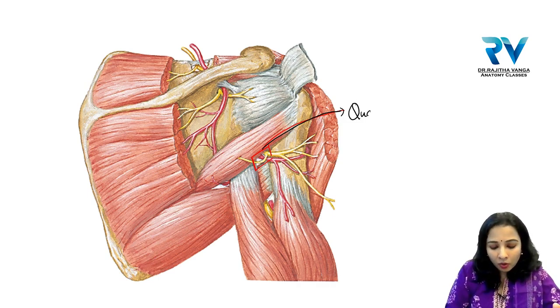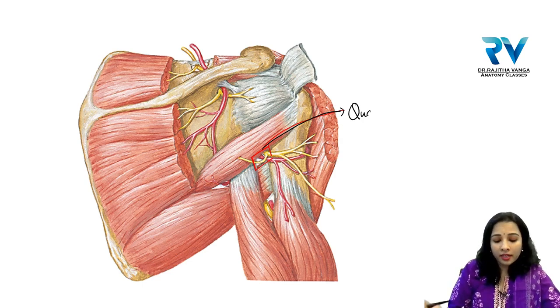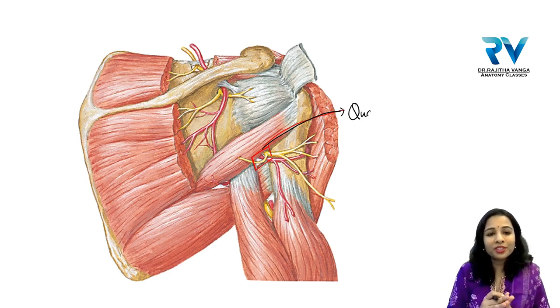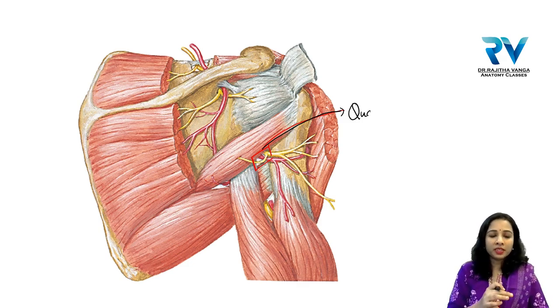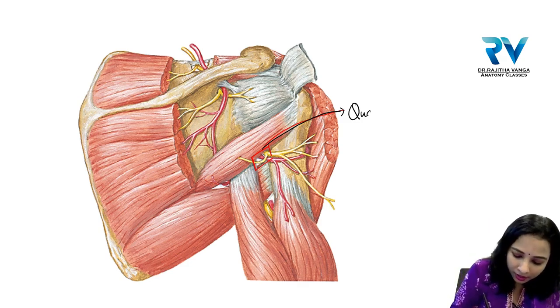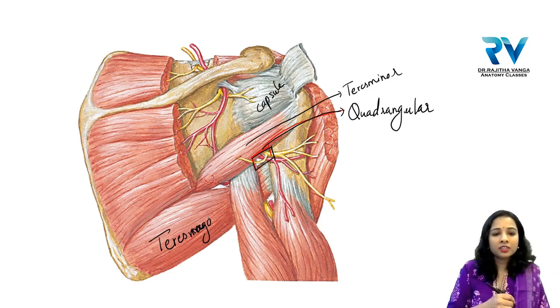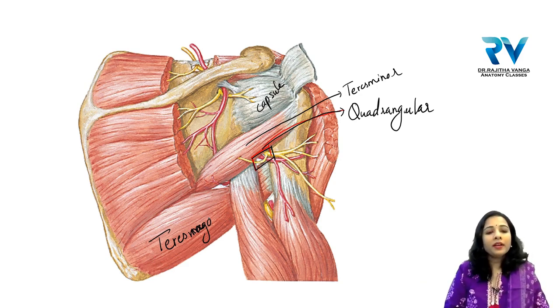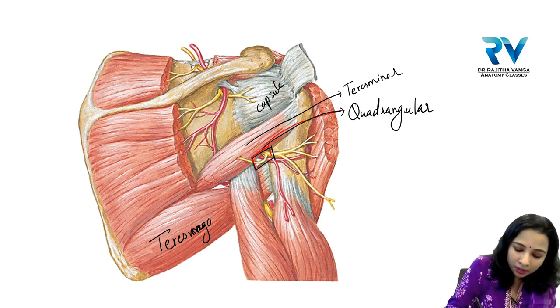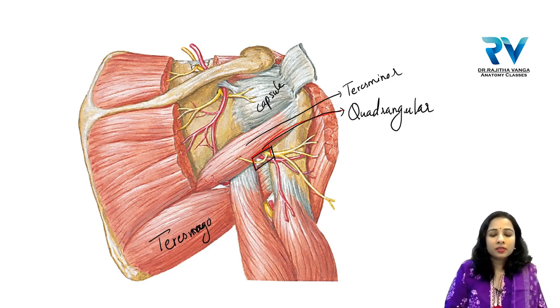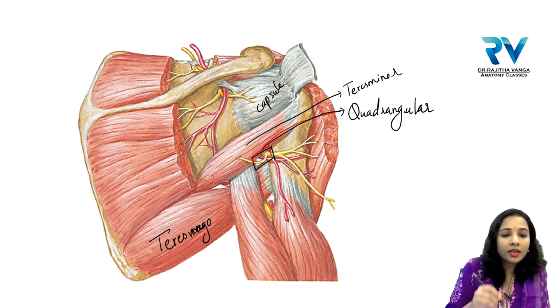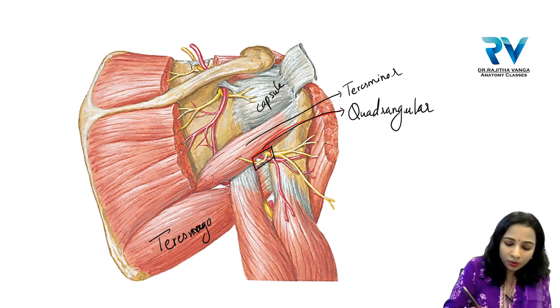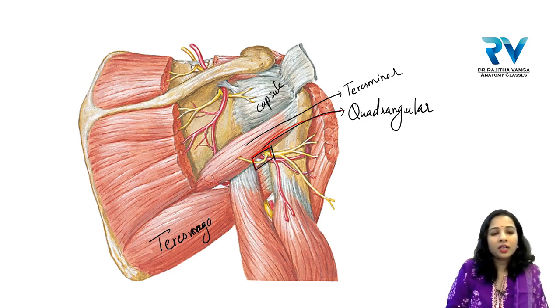In the same image we can also appreciate the lower triangular and upper triangular spaces as well. Upper triangular space is this one, and lower triangular space is here. In the upper triangular space, above it is bounded by teres minor, below by teres major, and laterally by the long head of triceps. As its content, we can see an artery passing through it. This is the circumflex scapular artery.